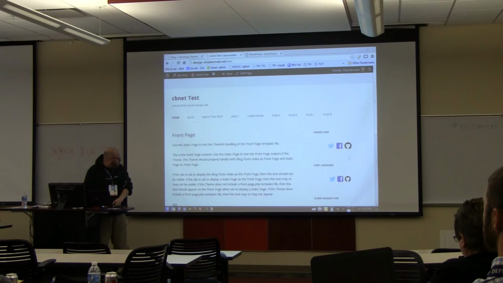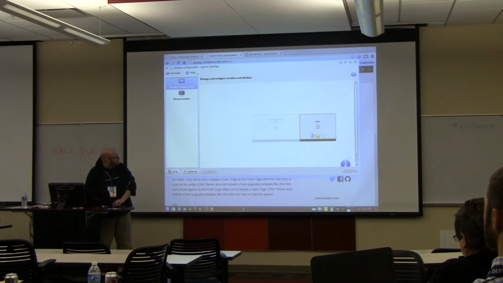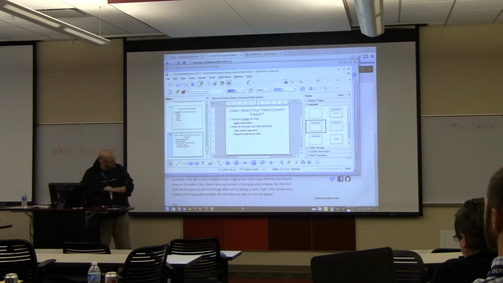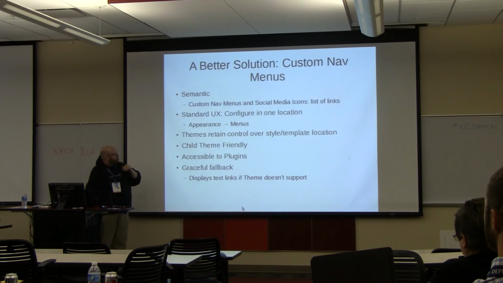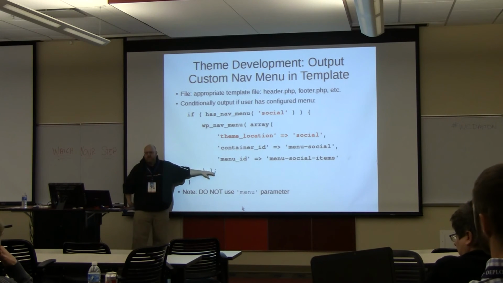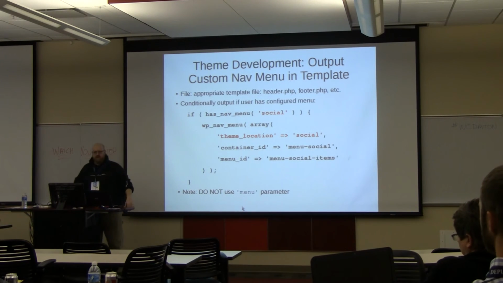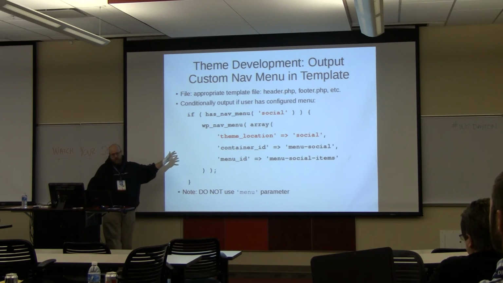So this code here, this goes right in the template file. So wherever you want to put that, if you have kind of like an information bar and you want to have social network links in there, or if you want to put it down in the footer, you output that wherever you want and pick how you want to style it.